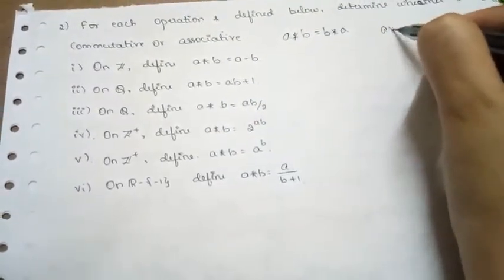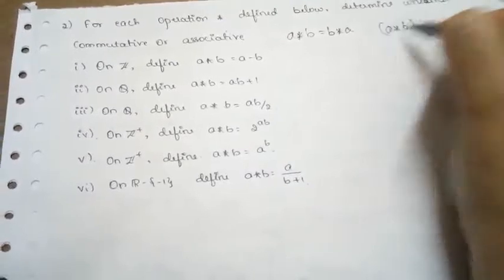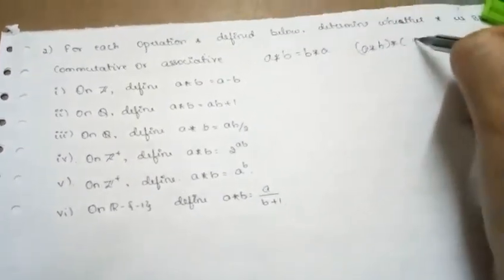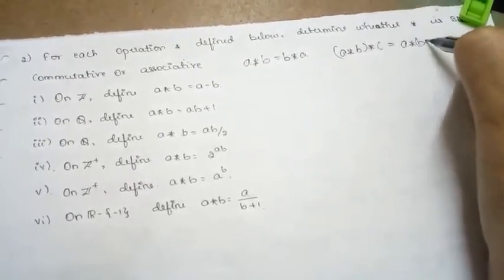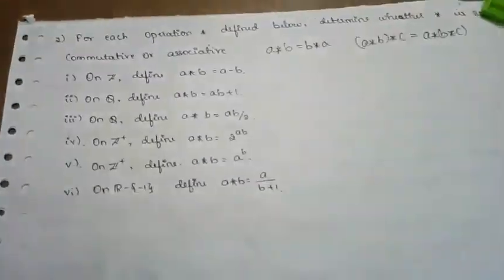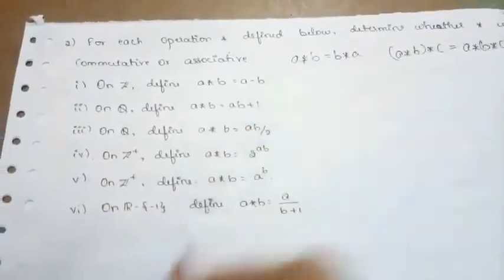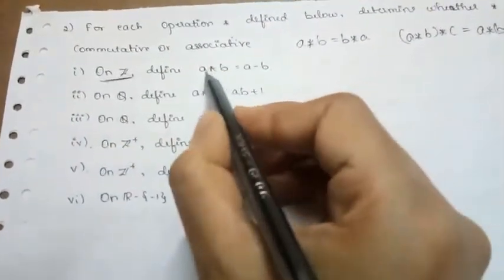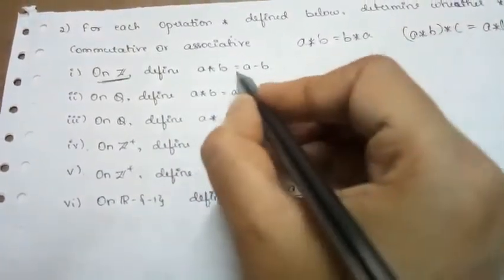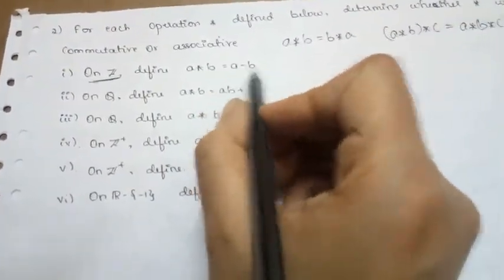What does the associative law say? (a star b) star c must be equal to a star (b star c). So if the grouping is changed, at that time also they both must be equal. That is what the associative law says. So let us see for the first one. Upon the set of integers, they have defined a star b as a minus b.